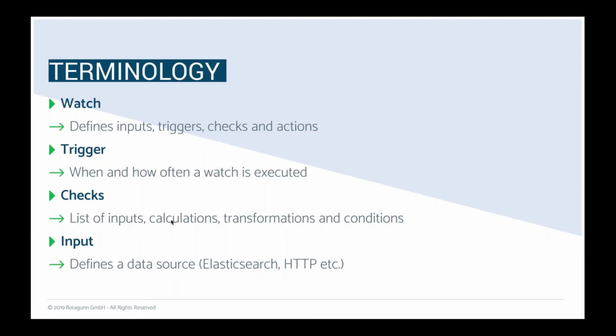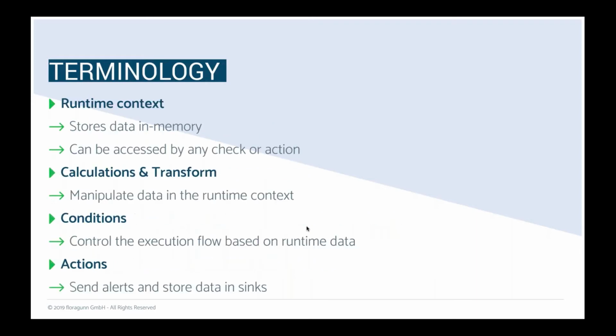Then we have a list of checks. Checks are made up of individual blocks like inputs, calculations, transformations, and conditions. Then, of course, we have our input data sources, which we configure. The input data sources put all the data that they pull into a so-called runtime context, which I also show in the demo shortly.